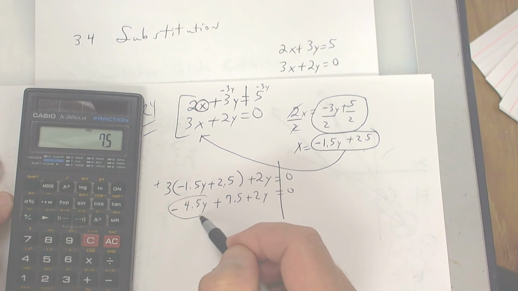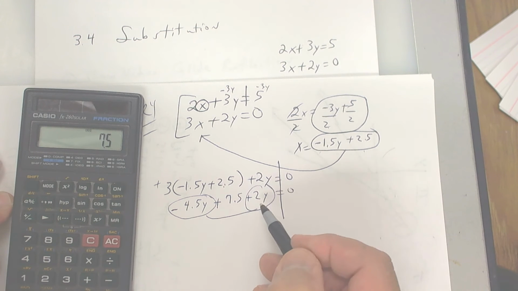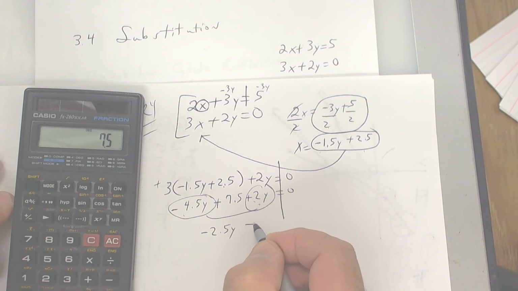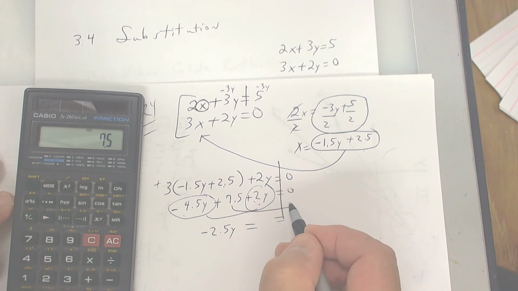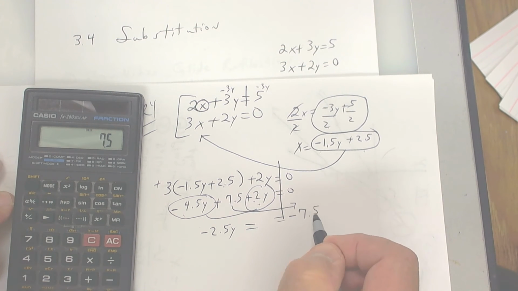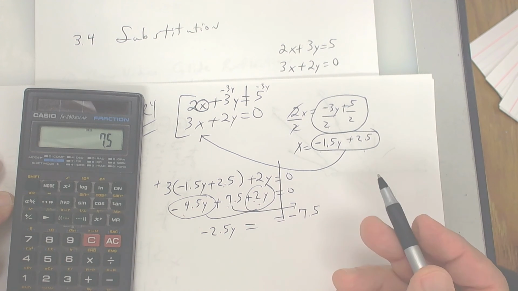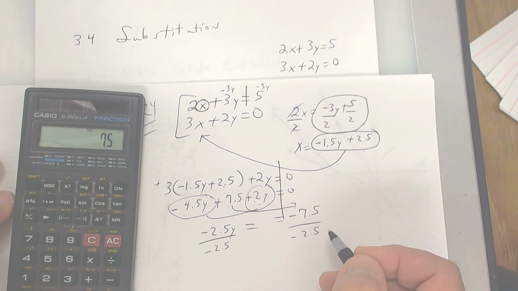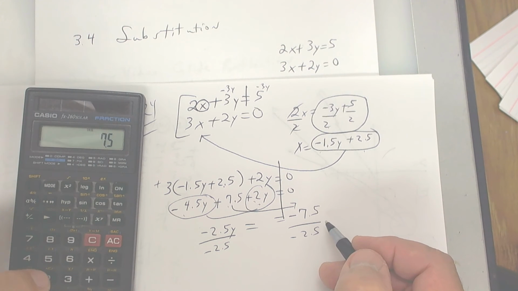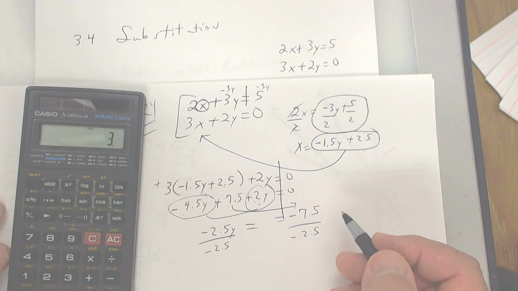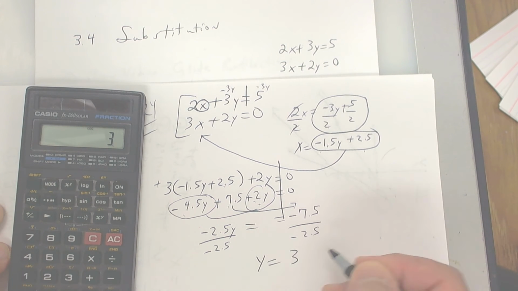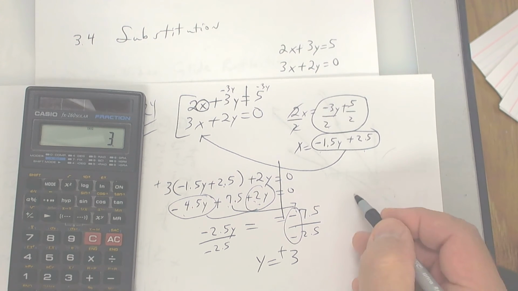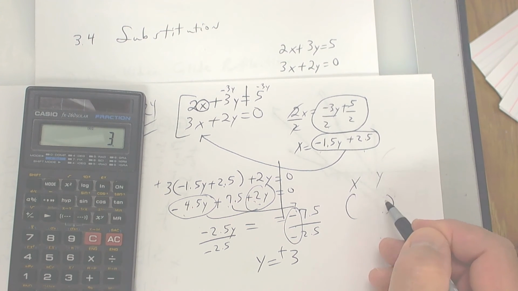So this one and this one are like terms. When you combine that, you get a negative 2.5y is equal to, I'm going to move the 7.5 over here, it becomes a negative. Remember, when you cross the line, it changes. Now I'm going to divide by negative 2.5. That gives me 3. So y is equal to 3. A negative divided by a negative, 2 negatives make a positive. So y, that's the second one.